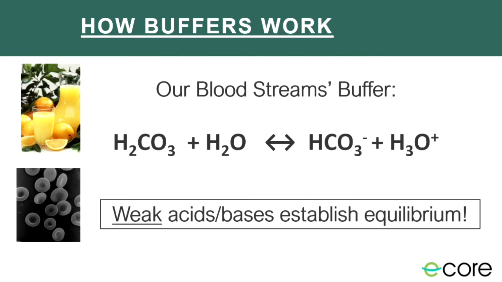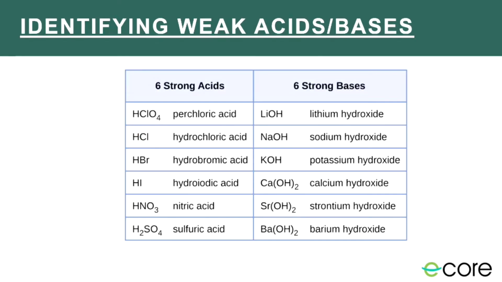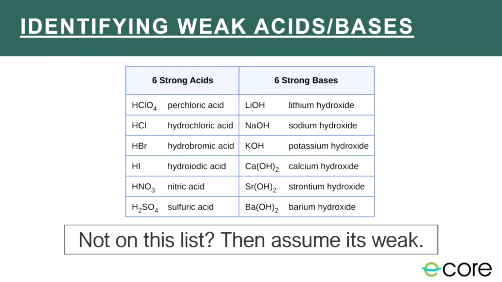Okay, so what we've learned so far is that buffers resist pH changes and that they require a weak acid or base and its conjugate. Now, if you need to have a weak acid, you need to be able to know when you have a weak acid or when you have a strong acid. And so it's helpful to remember this list of strong acids and bases. I will go ahead and take a picture of this. You could write it down. That's the old school way to do it. But go ahead, take a picture. And remember that if something you see is not on this list, then it's probably a weak acid or a base. So if it's not on this list, then assume it's weak.